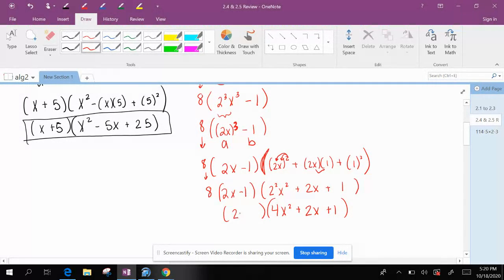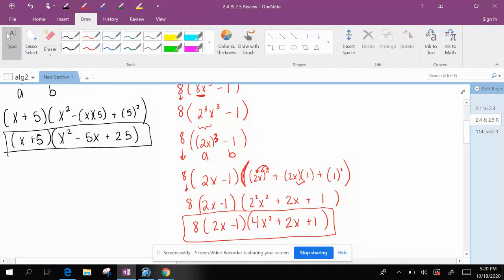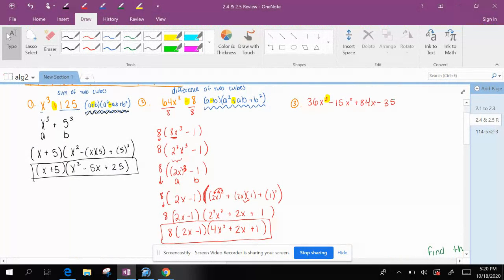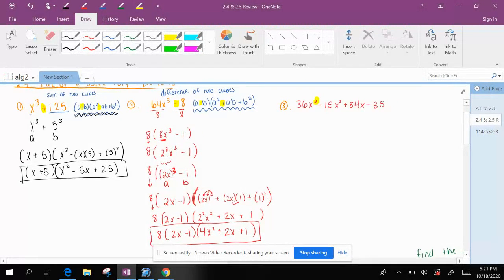So my trinomial is reduced. I got my binomial up front. And I got this GCF of 8 that I pulled out right in the beginning. Oh, I don't want my whole answer to be crossed out. There we go. And those are your two examples of the difference of two cubes and the sum of two cubes. One has a GCF, the other one does not.